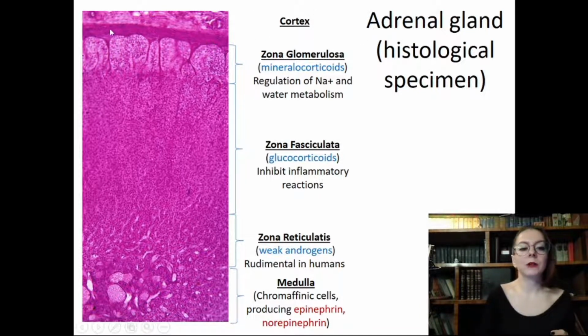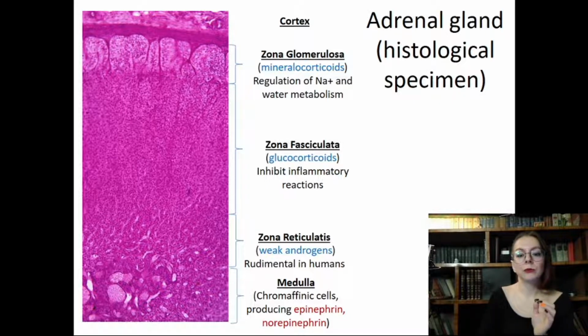So the cortex, covered with a capsule, is represented by 3 zones. They are usually named in Latin: zona glomerulosa, zona fasciculata, and zona reticularis. Glomerulosa, because it is made up of glomeruli, ball-like structures, cellular aggregations, and they produce mineralocorticoids. From its name, corticoids highlights that it is produced by the cortex. Minerals means it regulates the ion balance. It regulates sodium and water metabolism. In detail, the most important representative is aldosterone.